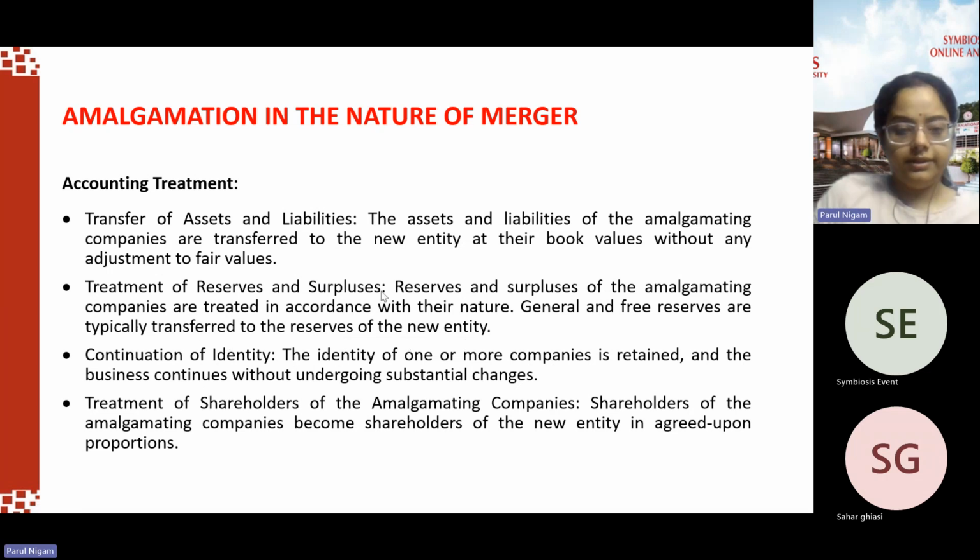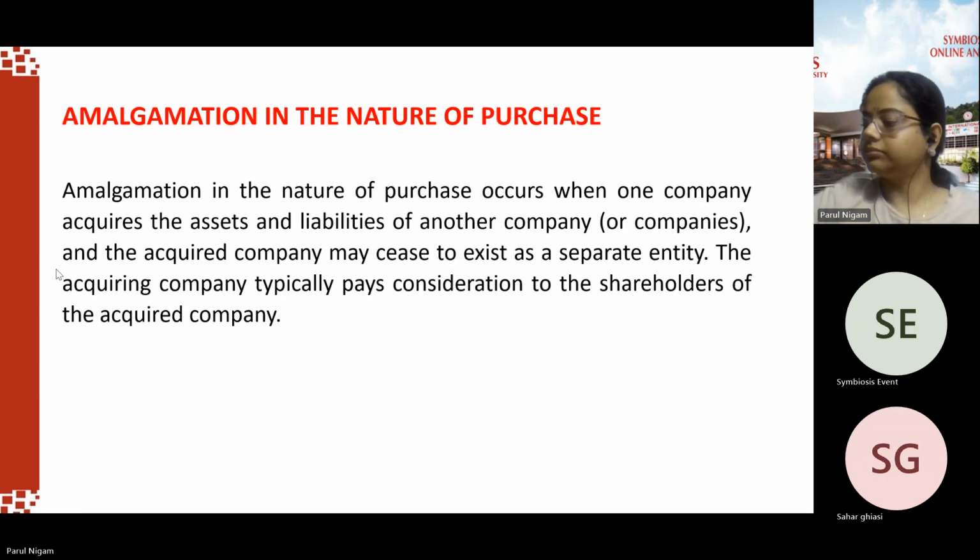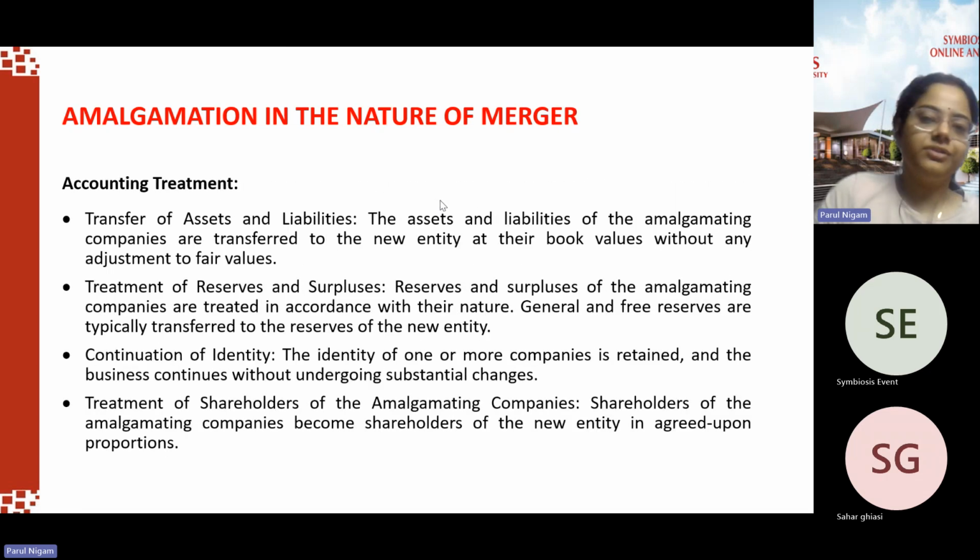Then continuation of identity. The identity of one or more companies is retained and the business continues without undergoing substantial changes. Then treatment of shareholders of the amalgamating companies. Shareholders of the amalgamating companies become shareholders of the new entity in agreed upon proportions. You will understand all of this when we solve questions. Don't worry. Amalgamation is something you will only understand when you solve questions.